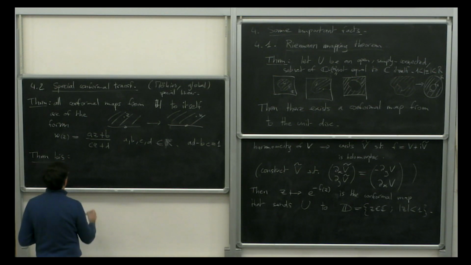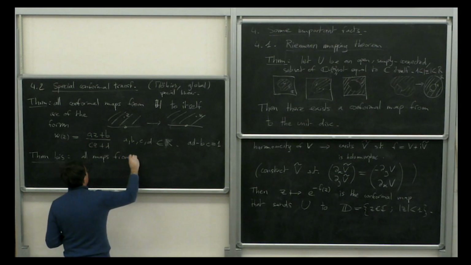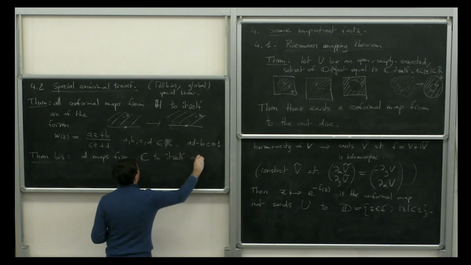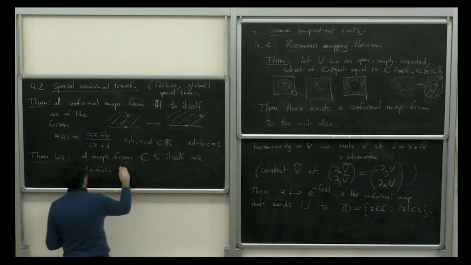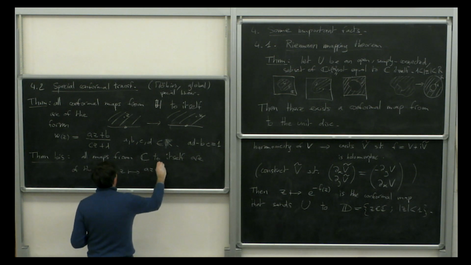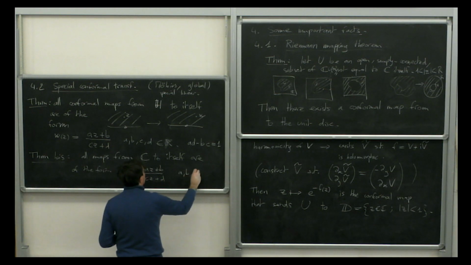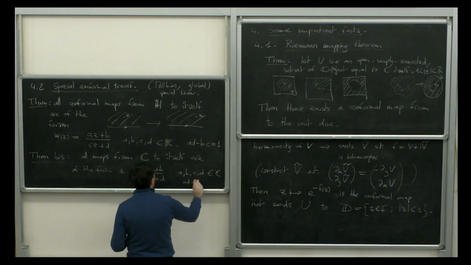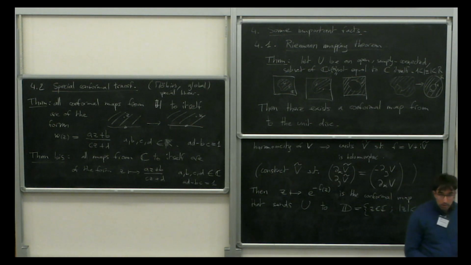All conformal maps, again, from the full plane, so this time from C to itself, are of the same form. Z maps to A Z plus B over C Z plus D. The only difference is that now A, B, C, and D can be complex. And again, there's this funny convention for the normalization that AD minus BC should be 1. Okay?